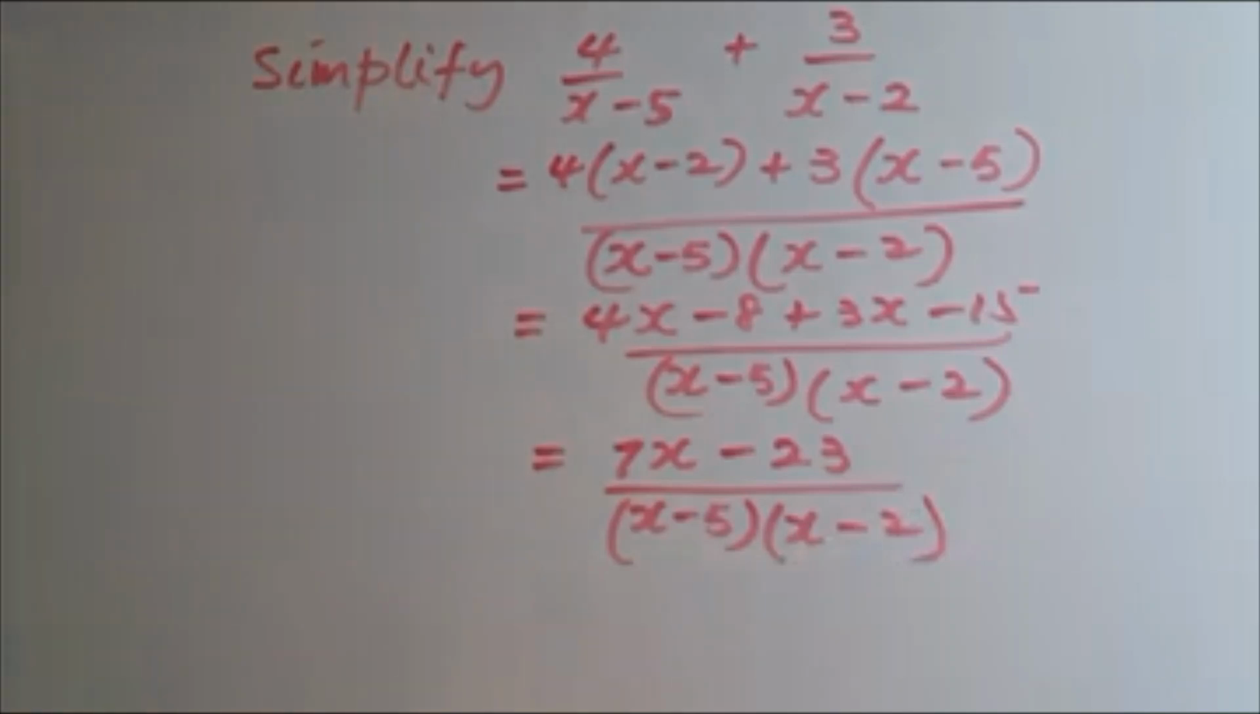Just by inspection, there isn't any way we can further simplify the numerator. There are no common factors of 7 and 23 except for the number 1. 7 and 23, or negative 23, are both prime numbers. And that leaves us with the denominator. If we were to clear the brackets, we'll have a quadratic expression. So this is the simplest form.